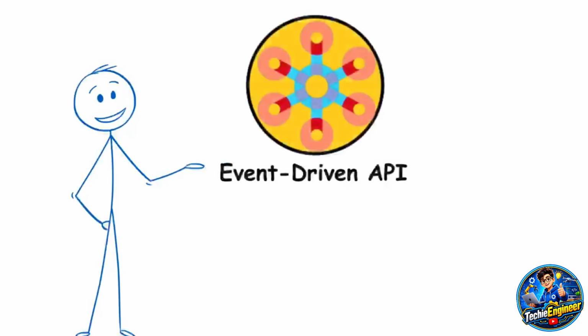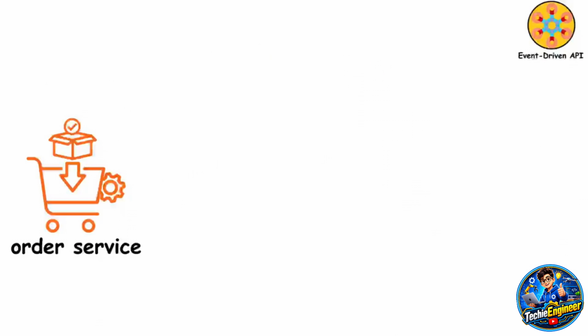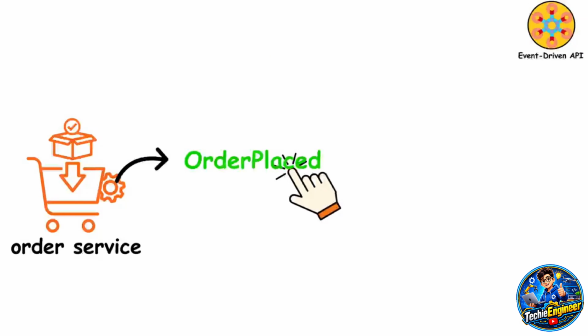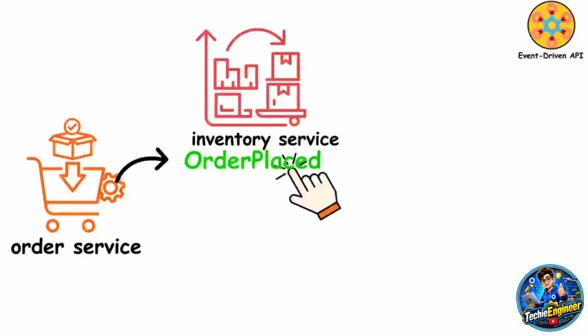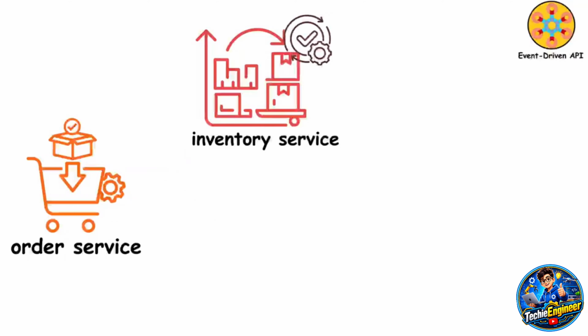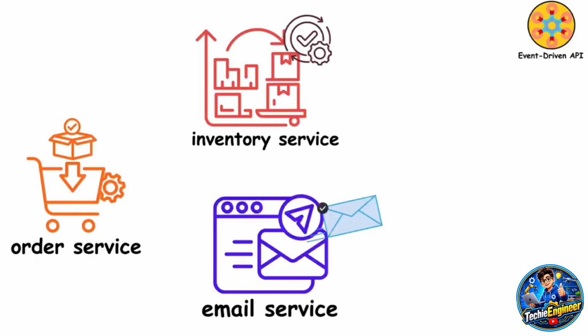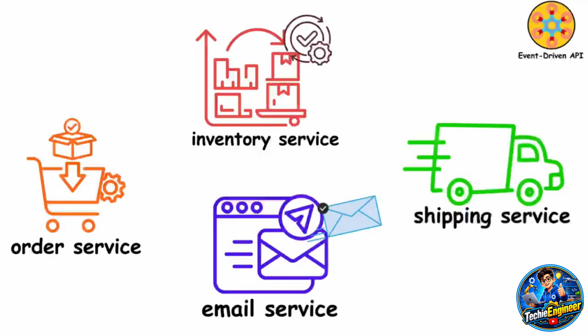With event-driven architecture, the order service just publishes an order-placed event. The inventory service is listening, so it updates stock. The email service is listening, so it sends confirmation. Shipping service prints a label. Analytics records it, all independently. Nobody's waiting for anybody. Services don't even know each other exist.